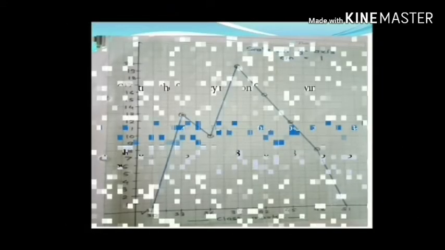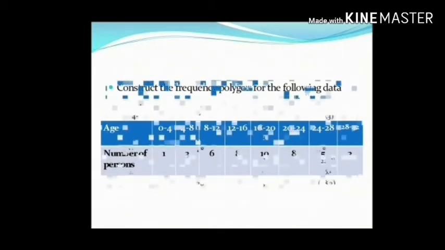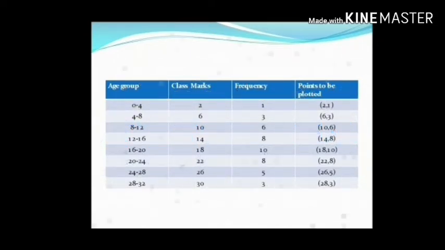Let us study one more example. Here age groups are 0 to 4, 4 to 8 and so on, and the number of persons belonging to that particular age group are given. So the intervals are already continuous. I have just calculated the class marks and the related frequencies are given. I will plot the points 2, 1, 6, 3 and so on. And the frequency polygon will be ready in this way.